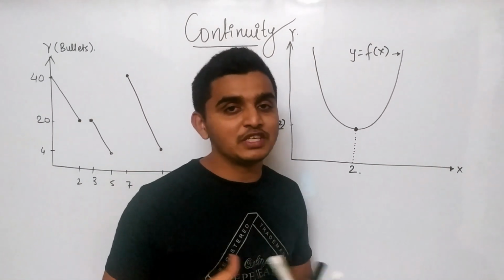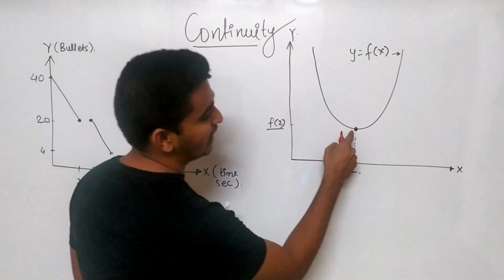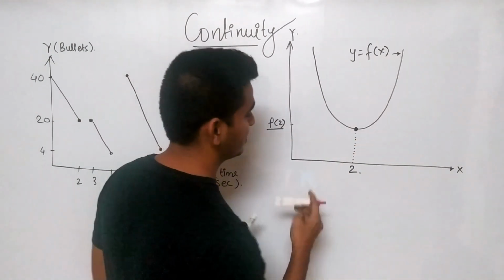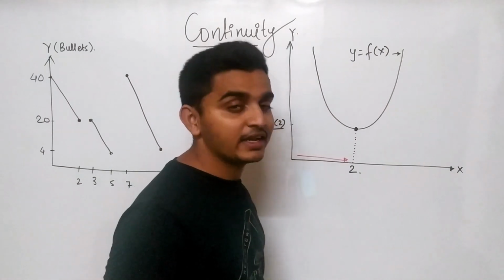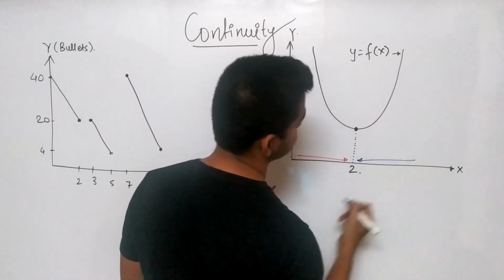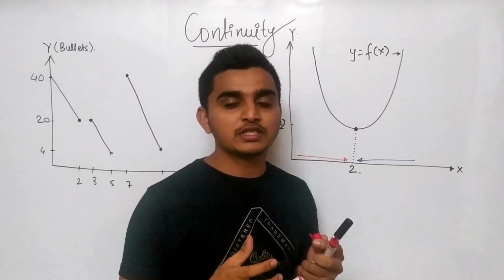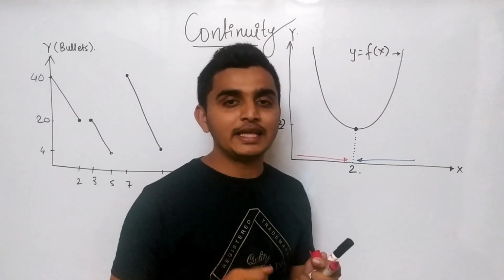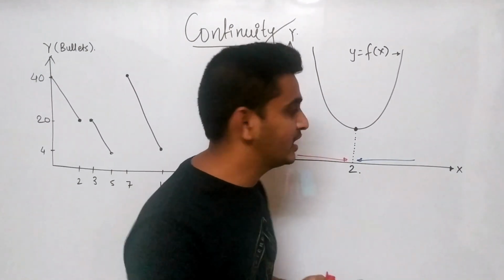So mathematicians are very smart people, right? And what they said was, in order to get to this value, we can go in 2 ways. First, we can go from the left side, and in the second way, we can go from the right side, which is this. And they said that if all these points correspond to equality, then we can say that the graph is continuous. And what do they mean by this?